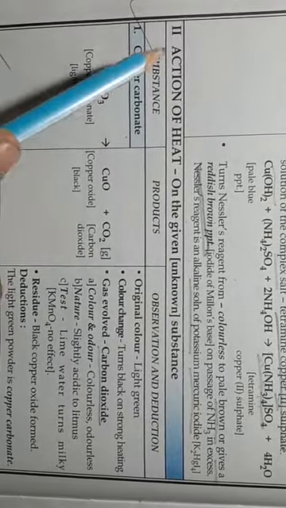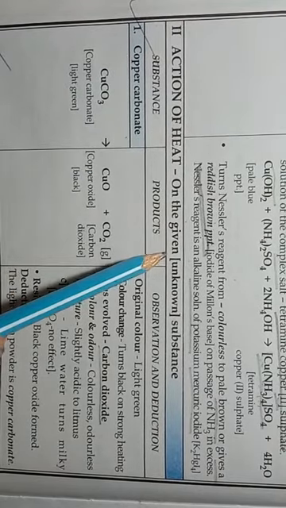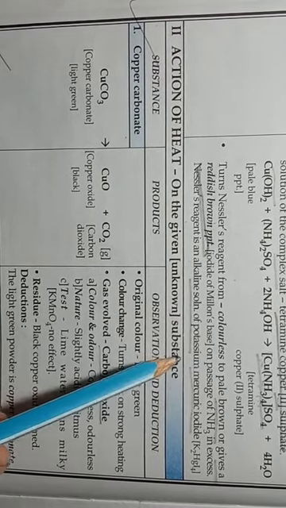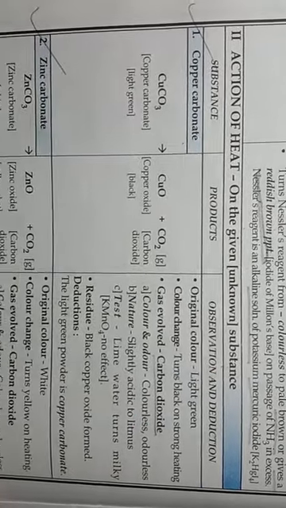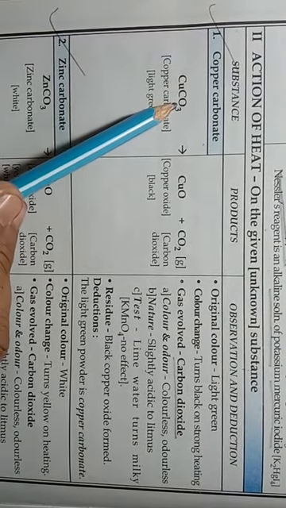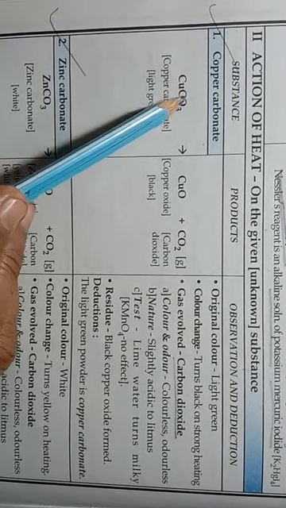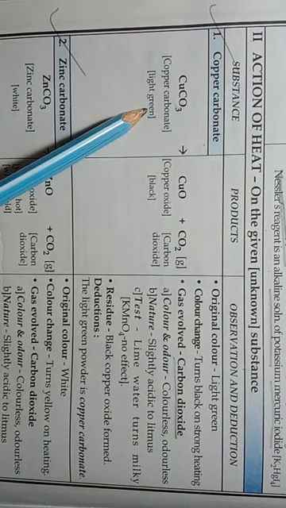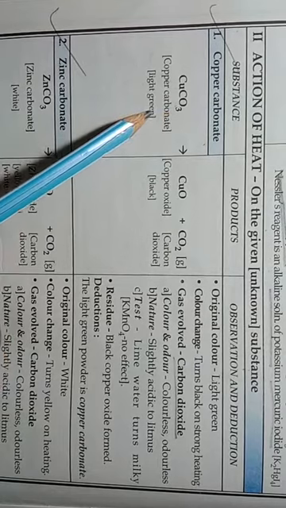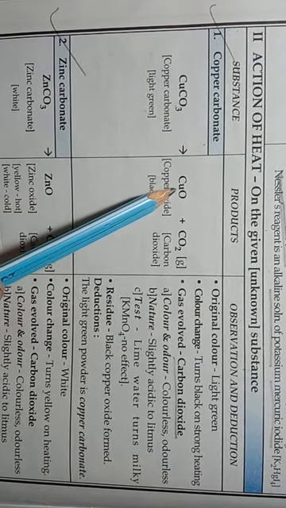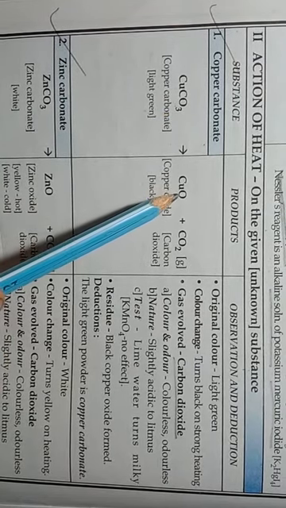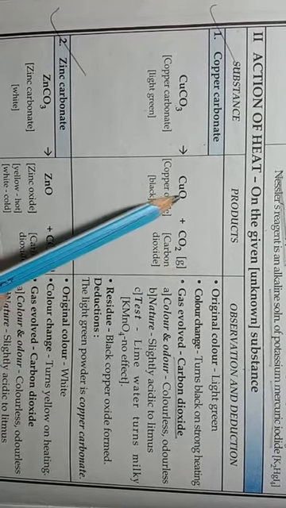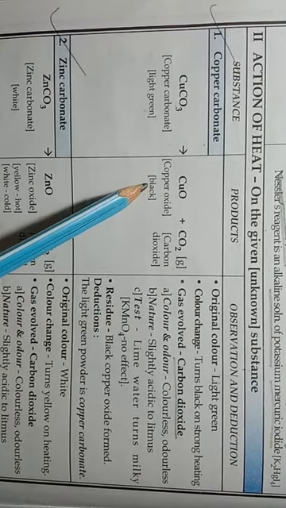Then the second point: action of heat on the given unknown substance. Now we are going to start from here, and the first substance is copper carbonate. Copper carbonate is a carbonate salt of copper, which is light green in color. When this copper carbonate is heated, it turns into copper oxide and CO2 gas. Copper oxide is a black solid.